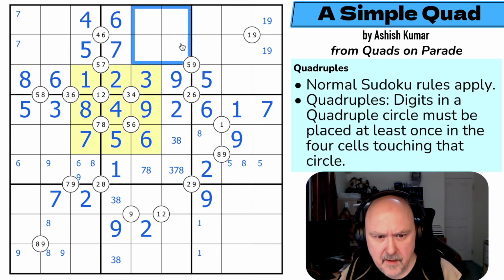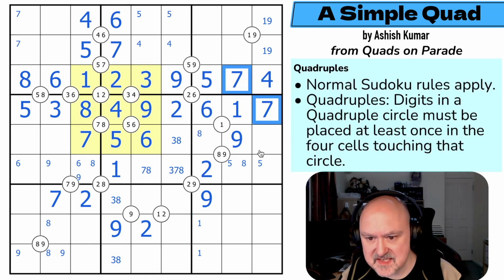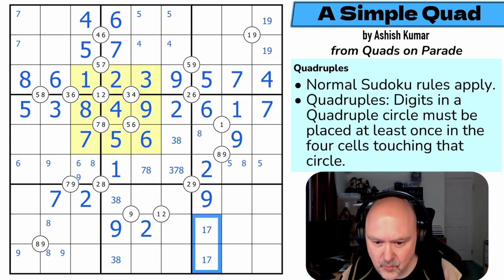One, 4. So 4 is down here. 5 is up here. I need to put an 8 in as well, but this is a pair. 1, 2, 3, 4, 5, 6, 4 and 7, which is resolvable. 4 and 7. Which means this is a 1, 7, because the 7 means that there's the 7 down here. This is a 1, 7.